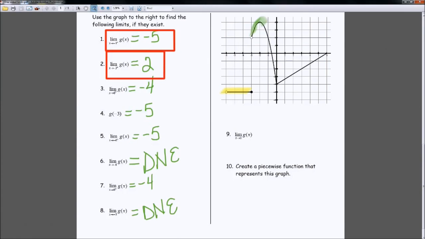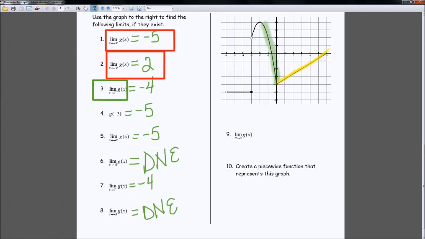All right, number 9. So we're looking at what is the limit of g of x as x approaches 0. Well, let's check. If I'm coming in from the left-hand side, it looks like I'm approaching -4. If I'm coming in from the right-hand side, again, it looks like I'm coming to the same spot at -4. And that's also reflected in our two values we have.